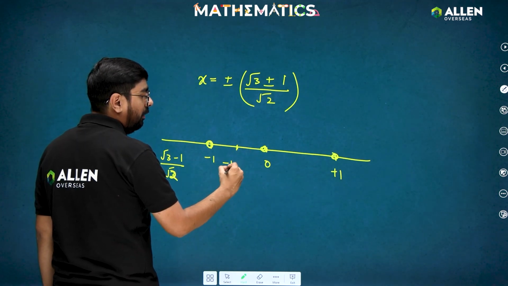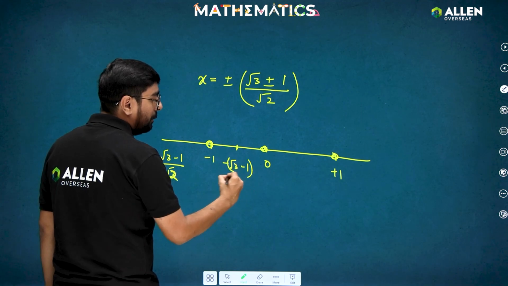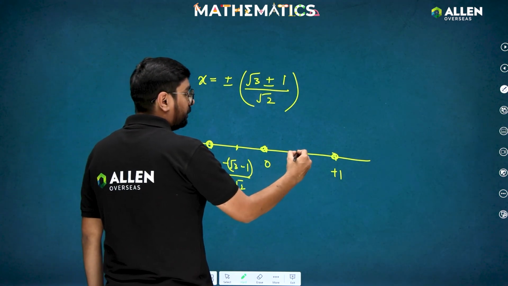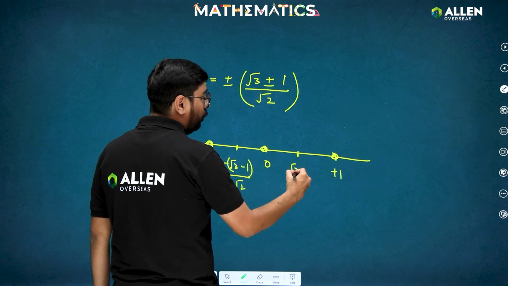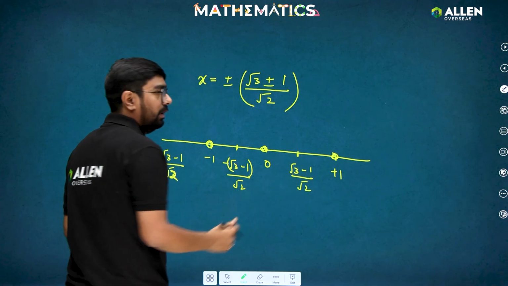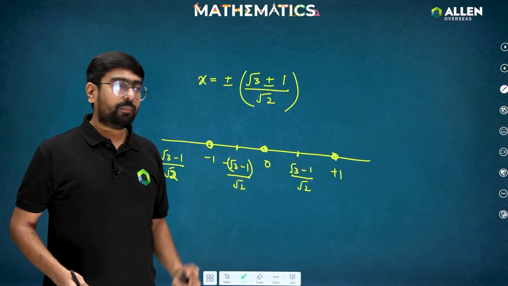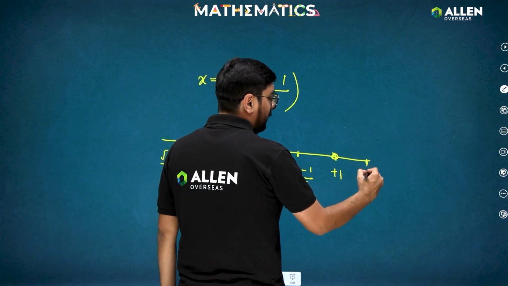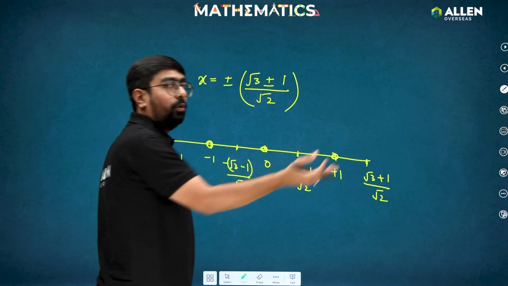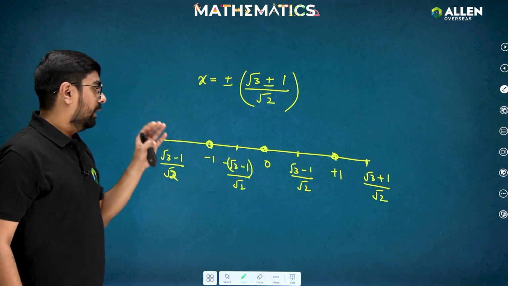Then let's circle these points. And then negative of root 3 minus 1 by root 2 will be between 0 and minus 1. Then the positive of root 3 minus 1 by square root 2 will be between 0 and positive 1, and the point root 3 plus 1 by square root 2 will be more than 1, so it will be after 1.